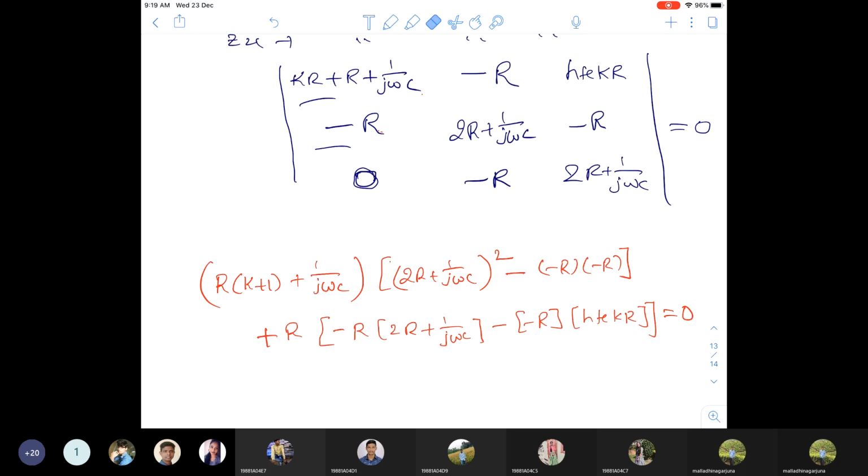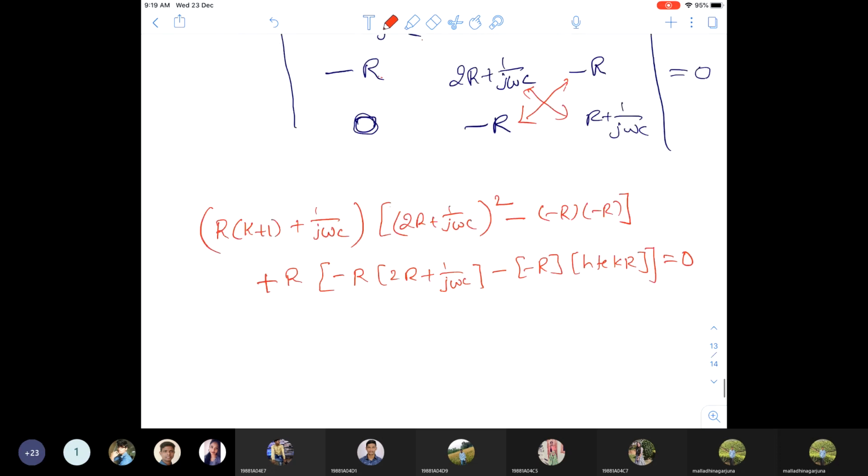So any queries in this? Understood this equation? The first term I took as the first column. I am calculating the determinant by taking the first column: Z11 into the product of these two, into minus the product of these two. Like that I calculated.